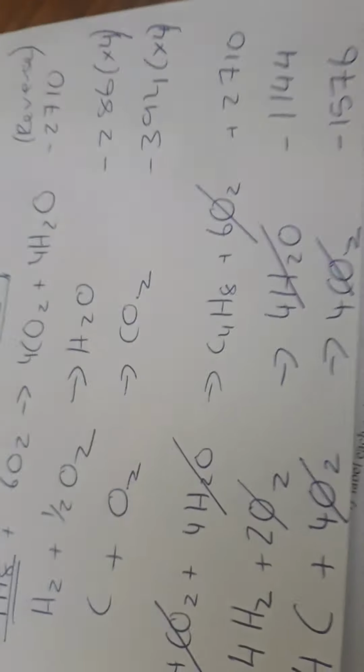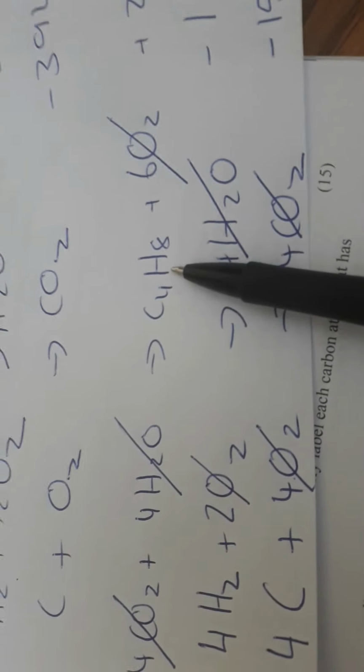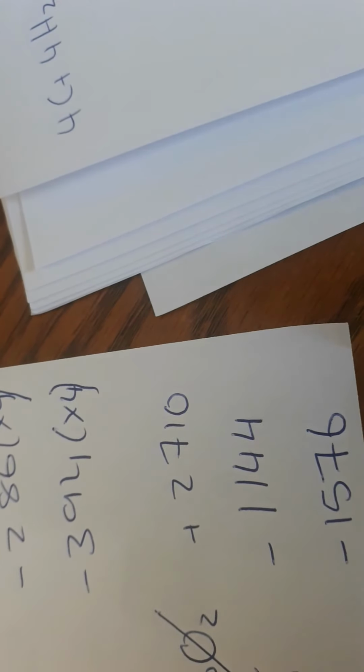So I am now left with 4C plus 4H2 gives C4H8. If we look at what we have here, 4C plus 4H2 on my left, giving C4H8 on my right, that is what I'm looking for. So what I do now is, these are my values: minus 1576, minus 1144, and then plus 2710. And that gives me an answer of minus 10 kilojoules per mole.